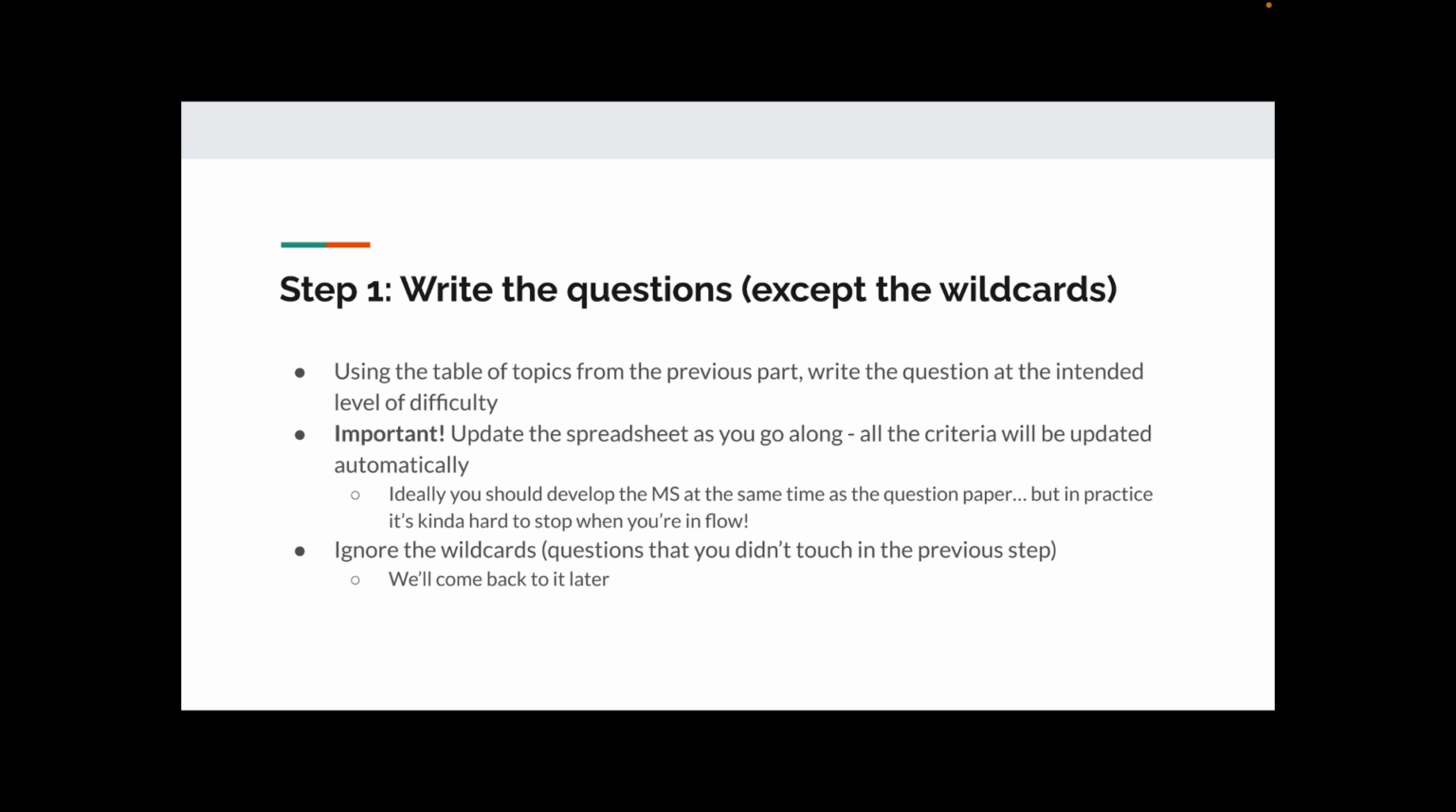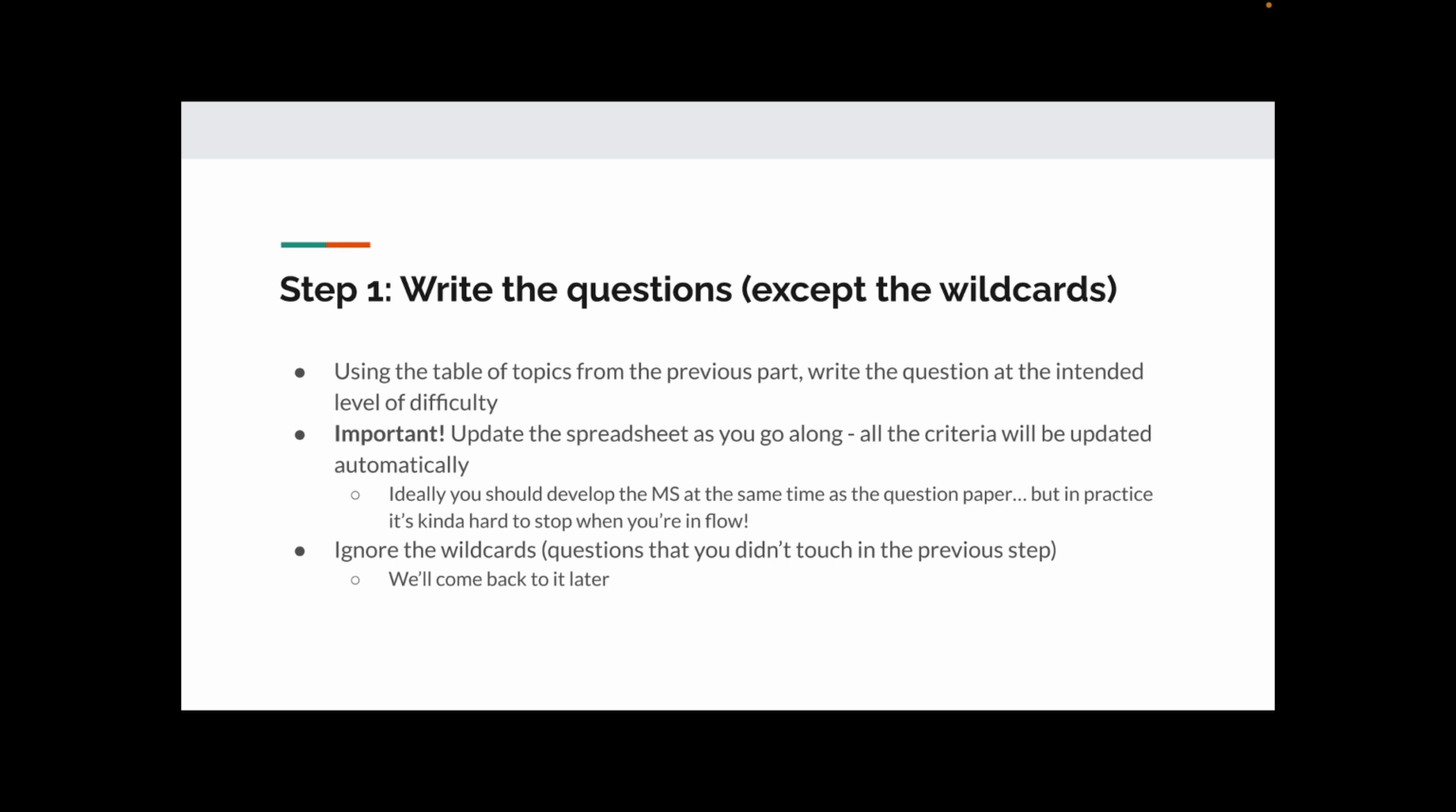It is imperative to update the spreadsheet as you go along, and all the criteria will be updated automatically. Ideally, of course, you should develop the mark scheme at the same time as the question paper, but I know in practice it's kind of hard to do, especially when you're in flow. For each question, you will include the code in the box: topic 1/2/3 or whatever, a number of marks, and a level of difficulty.